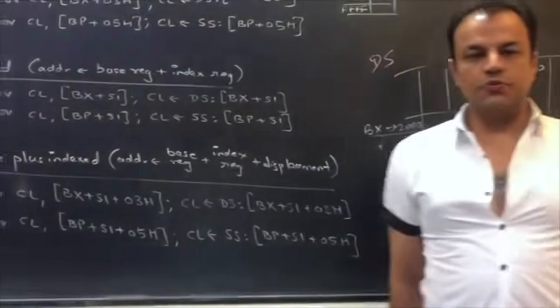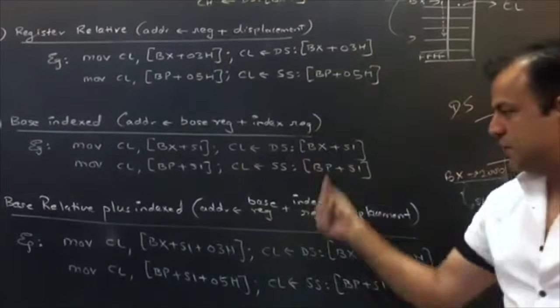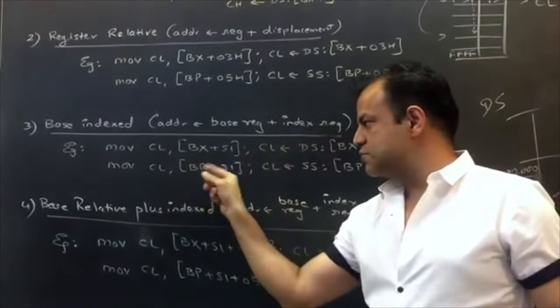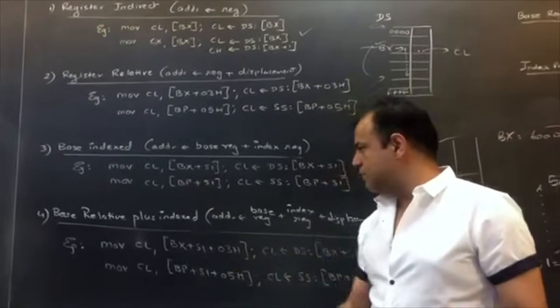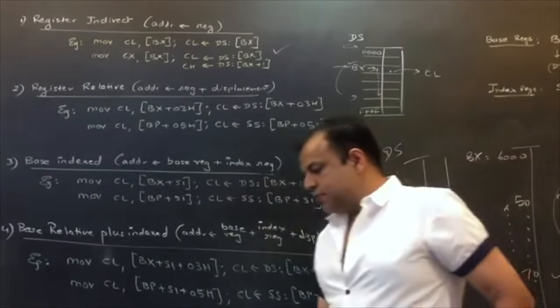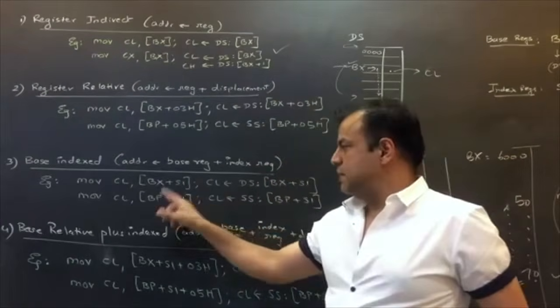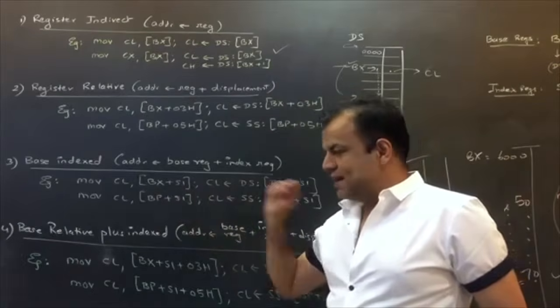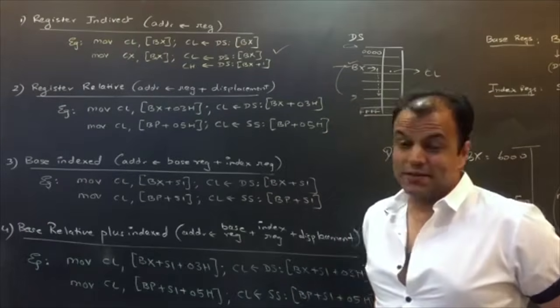Anyway, so what happens over here? One register acts as the base, the other acts as the index, hence it's called base index. One more example, move CL, square bracket, BP plus SI. Because there is BP, the operation will take place on the stack segment, not on the data segment. At this point, students argue. They say, sir, yes, BP is for stack segment, but SI is for data segment, then how do you decide whether it's data segment or stack segment? That's a very good question.